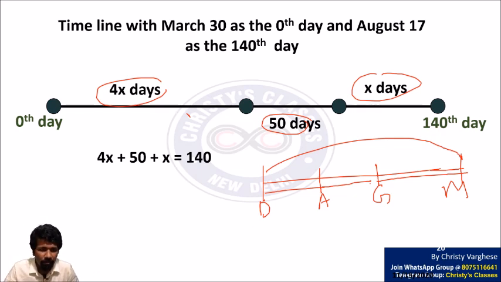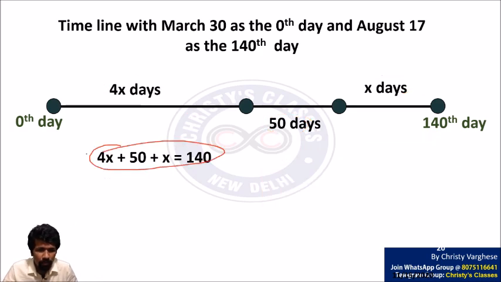So 4x plus 50 plus x equals 140. That is what you are going to get. We got an equation. Now you just have to solve it to find the value of x.